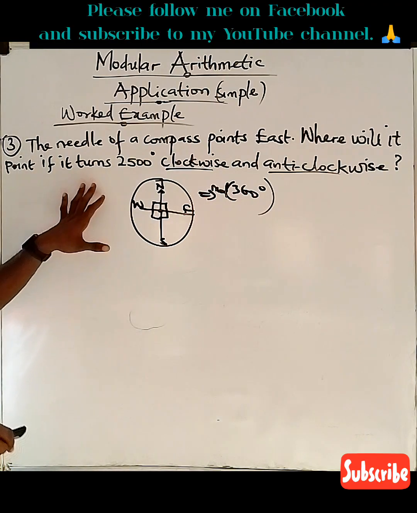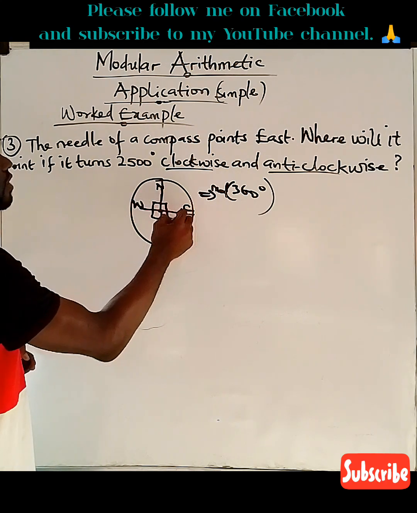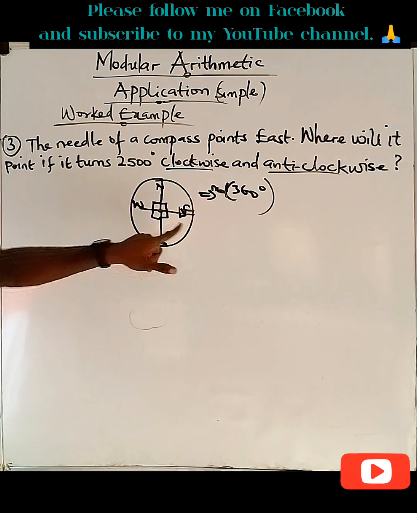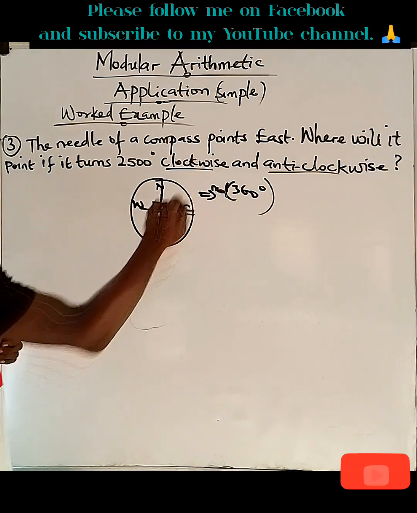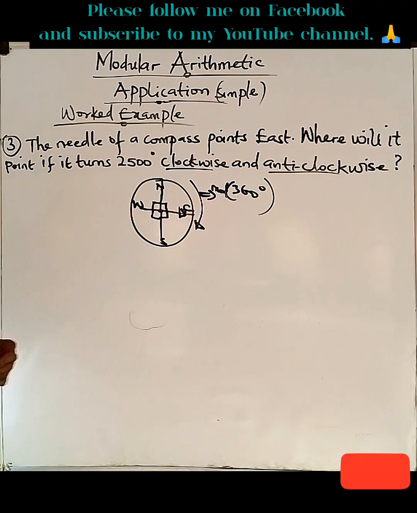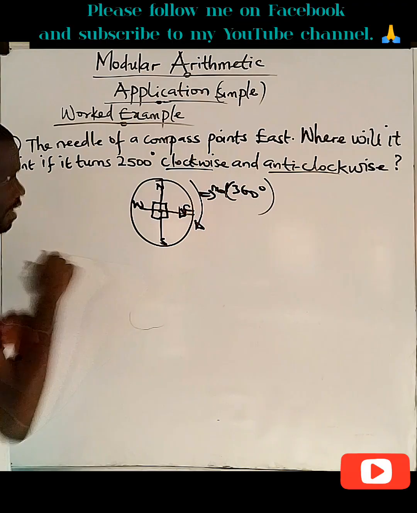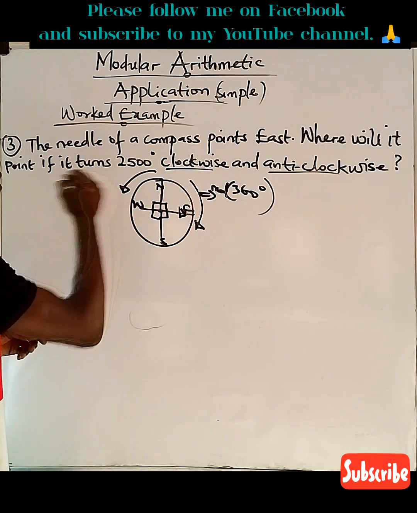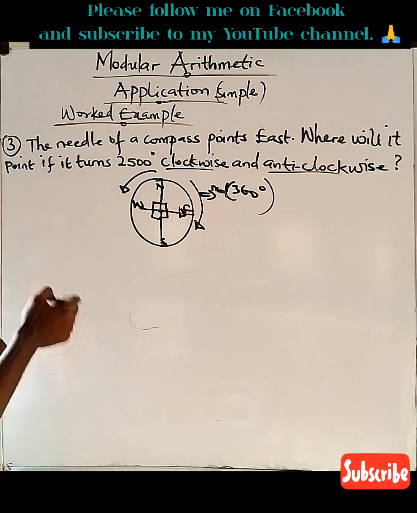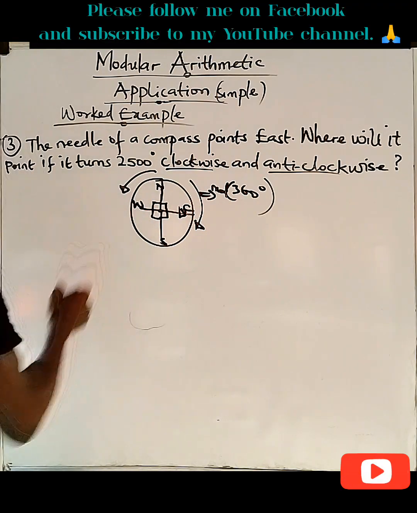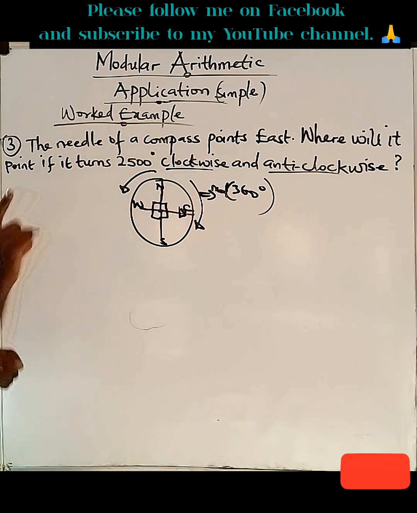So if this compass, the blade, is right on east, on the east pole, and it moves clockwise 2,500 degrees. Clockwise simply is the natural way the hand of the clock moves, like this, while anti-clockwise means the unnatural way. When it moves in the opposite direction to its natural direction, we call it anti-clockwise. So if it moves 2,500 degrees clockwise, that means it's moving like this, plus 2,500 degrees.